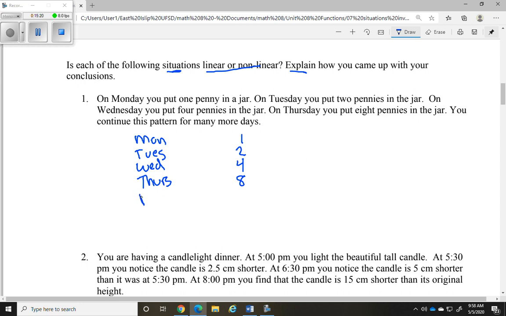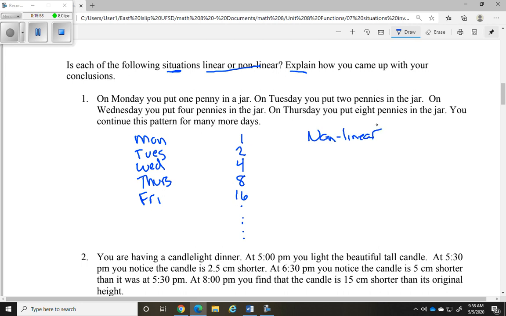So that would mean on Friday, notice what the pattern is. I put in 1, then I put in 2, then I put in 4, then I put in 8. Aren't I doubling the number of pennies I put in each day? So I guess on Friday I'd be putting in 16. And this pattern would continue. Am I putting in the same number of pennies every day? Is my rate of pennies increasing by the same amount each day? The answer is no. This is non-linear.